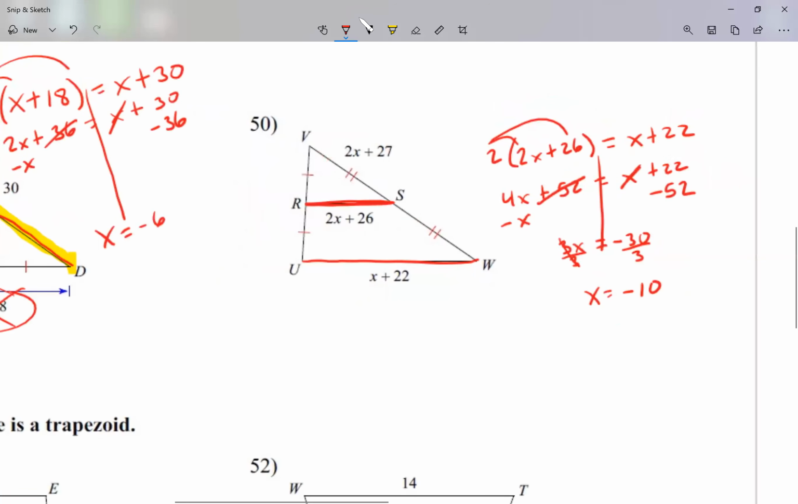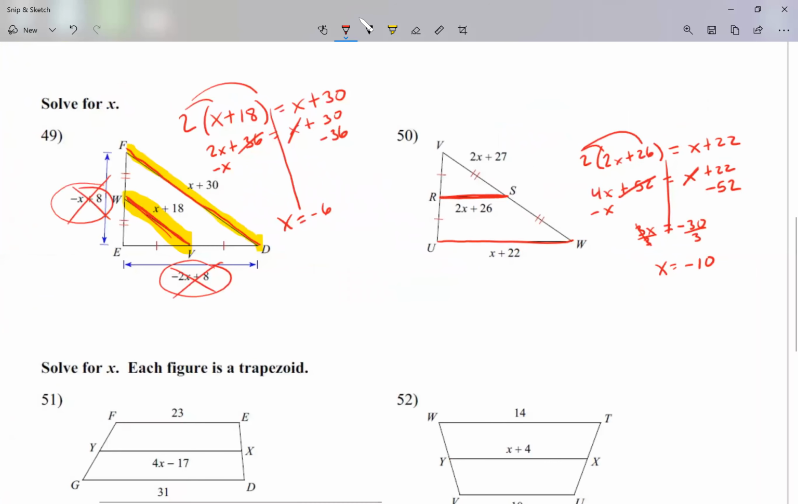Remember, the way I'm working these is the mid-segment times 2 equals the side that is parallel to it. There are going to be measurements that you don't need. Here, number 50, this measurement I did not use. Only use the mid-segment and the side that is parallel to it.